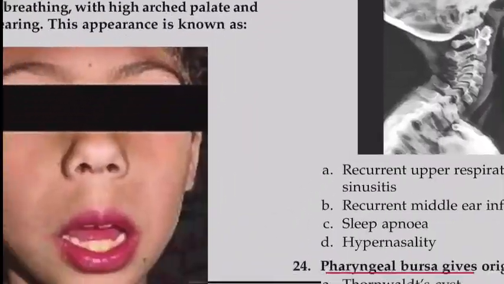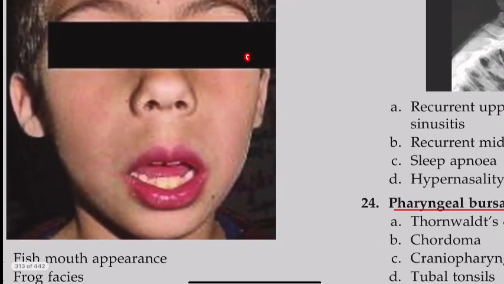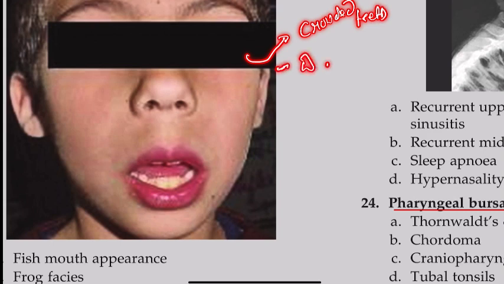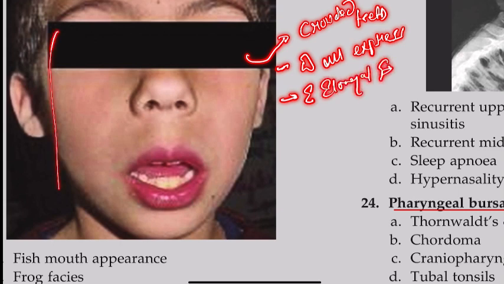Now, talking about adenoid facies, how to remember adenoid facies? Let's start from C. It consists of crowded teeth. From D, we have dull expression. From E, we have elongated face. From F, we have elongated face as well, E and F. From G, what do we have? That is gothic arch palate, right.